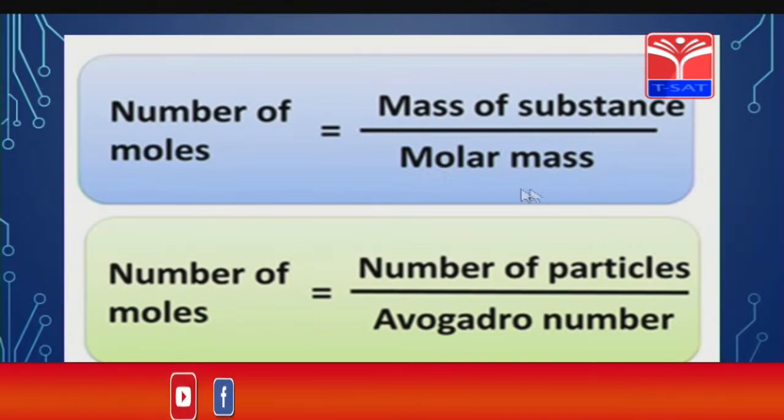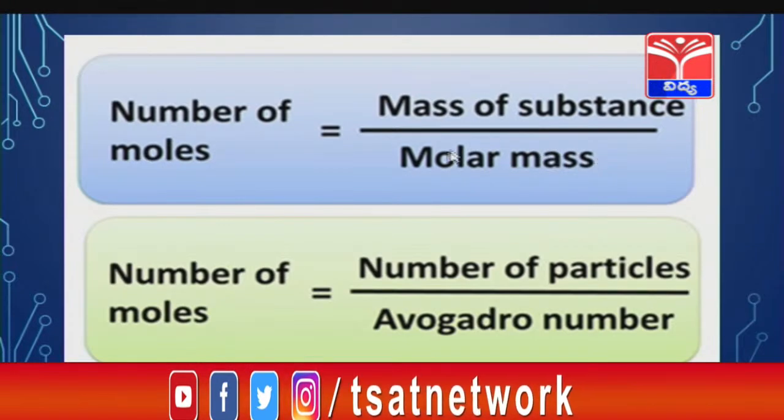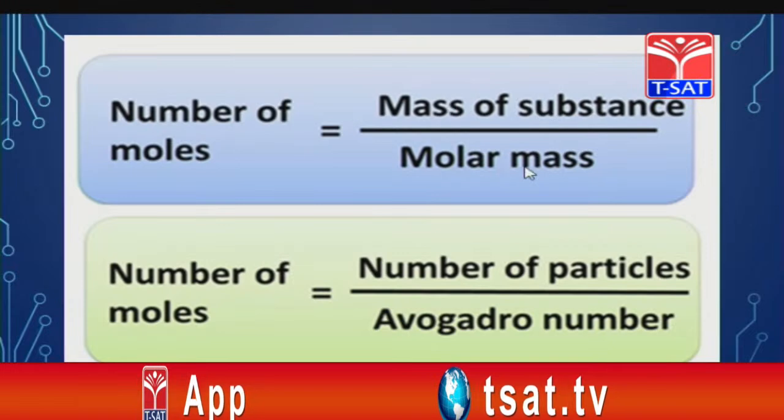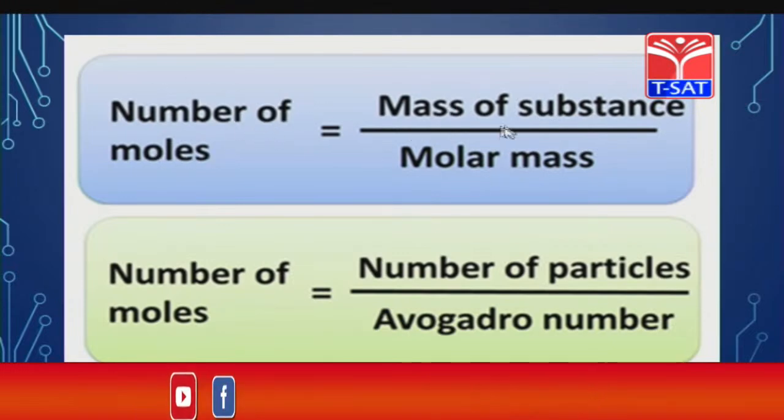The molar mass of a water molecule is 18 grams, which means it is the mass of 1 mole of water molecules. So, the number of moles in 36 grams of water can be calculated as 36 by 18, that comes to 2. So, there are 2 moles of water molecules in 36 grams of water.